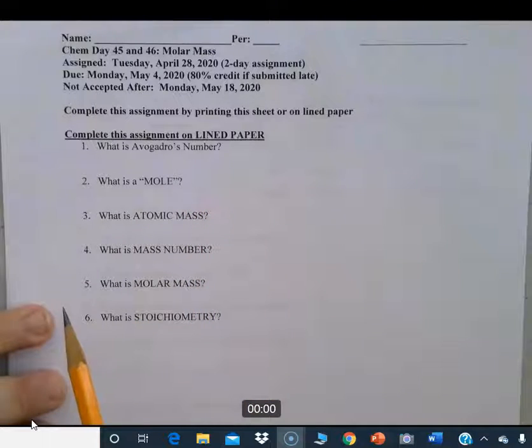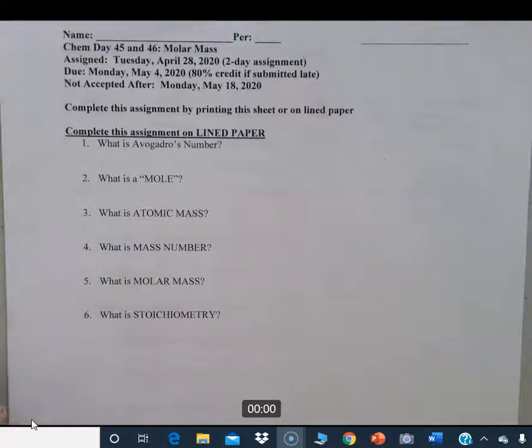Avogadro's number and a mole are both the same thing. It's 6.022 times 10 to the 23rd. It's simply a number, but generally in chemistry, it's a number of atoms or a number of molecules.